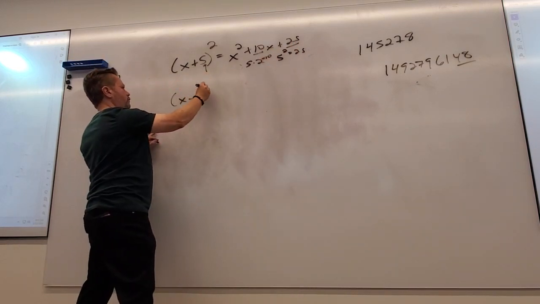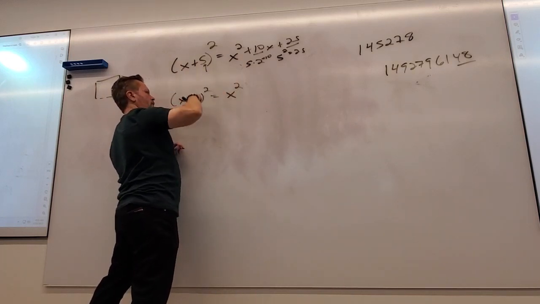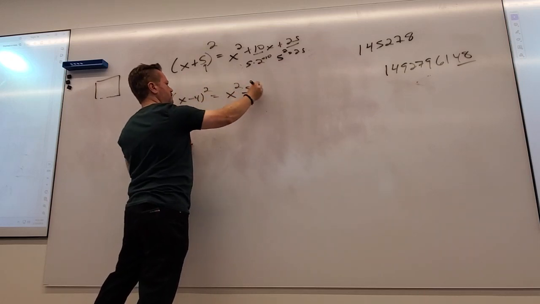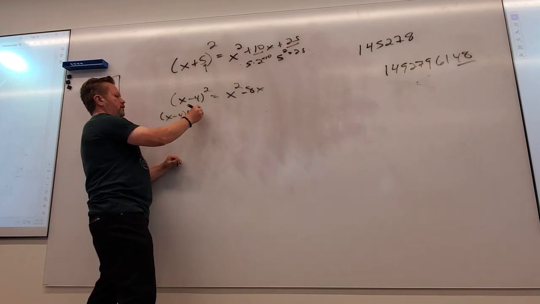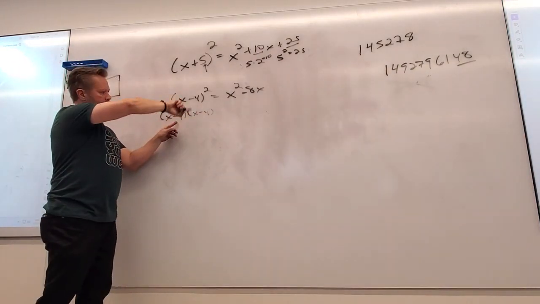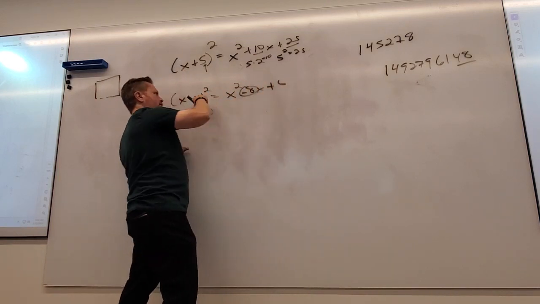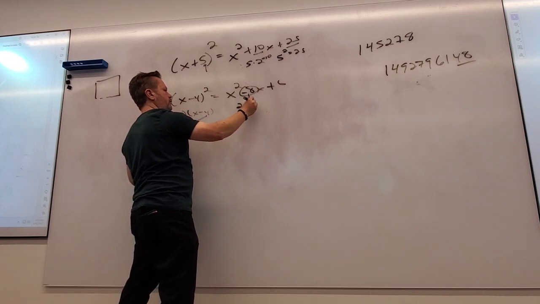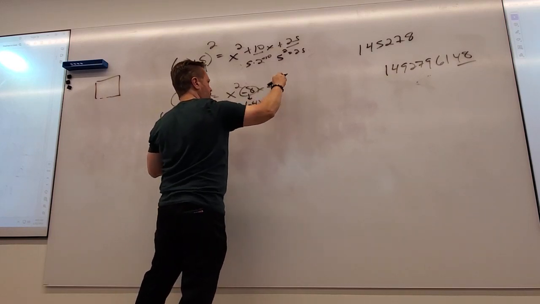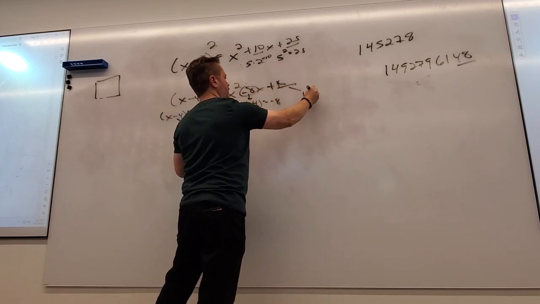x minus 4 squared, what do you get? x squared minus 8x plus 16. Just to make sure you guys understand, we're just doing this here, right? So you get x squared minus 4x minus 4x is minus 8x plus 16. How does this relate to this? It's double, twice negative 4 is negative 8. And how does this relate to this? This is negative 4 squared.